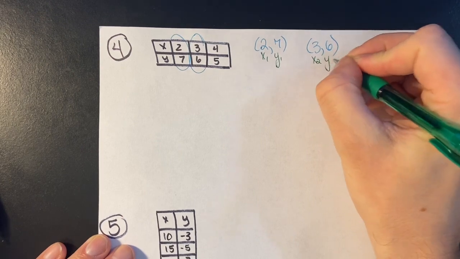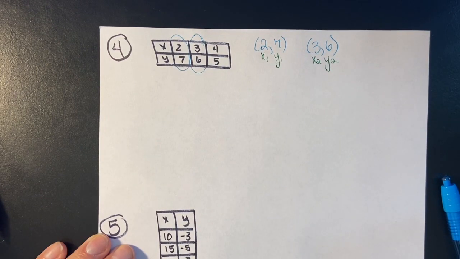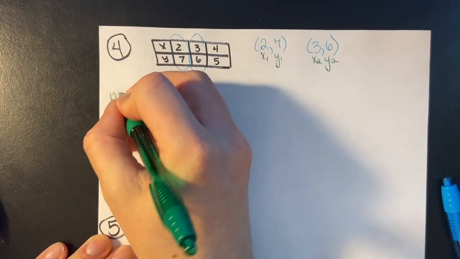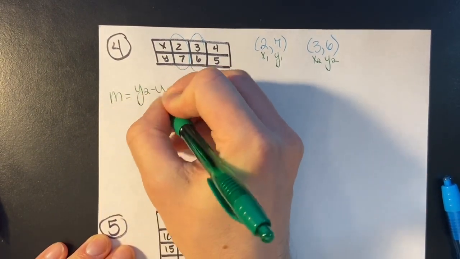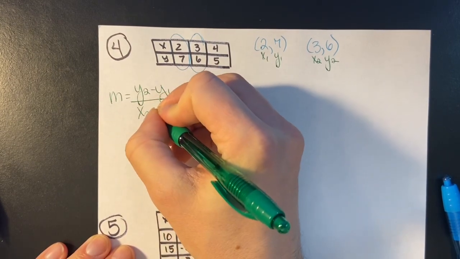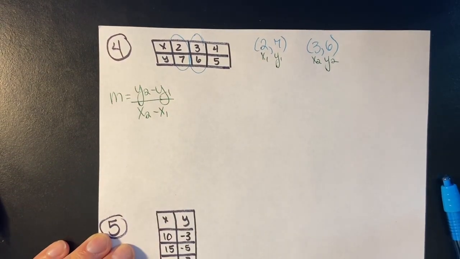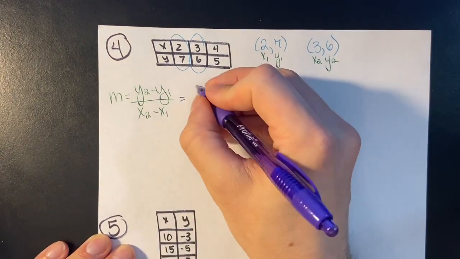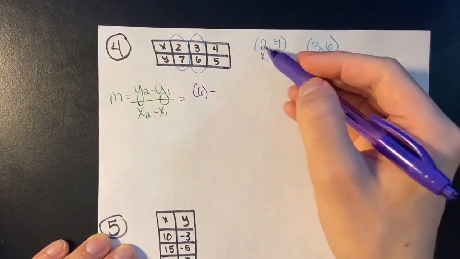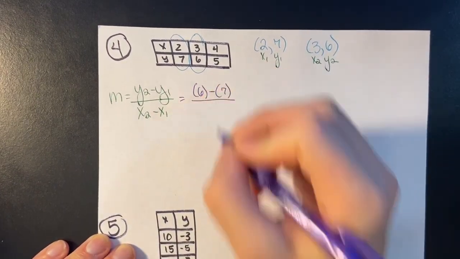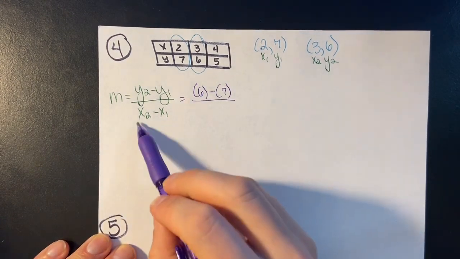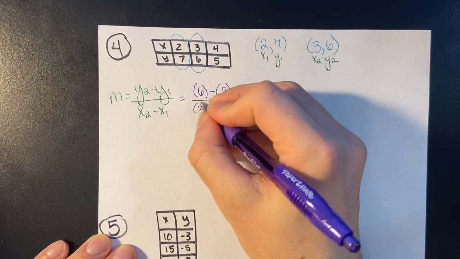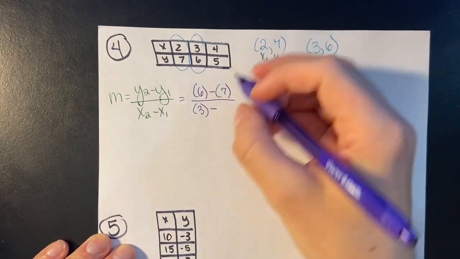So let's label our points. m equals y sub 2 minus y sub 1 over x sub 2 minus x sub 1. It doesn't matter at all which points I pick. The math will, in the end, work out anyway. So it's all good. According to what I labeled, y sub 2 is 6. So I have 6 minus y sub 1, which is 7, over x sub 2, I called 3, minus x sub 1, I called 2.